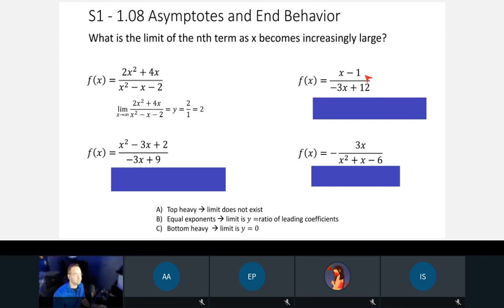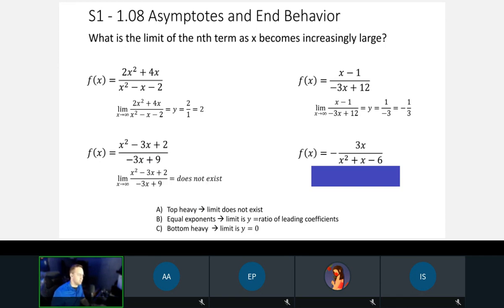This next one, looking at the x to the first power and x to the first power, hey, they are the same. Well, so that means it's also the ratio of the coefficients, and it's 1 divided by -3. So -1/3 is the limit. Next one over here, we have x squared and x to the first, so it's bigger on top. Well, if it's bigger on top, then that means it's considered top heavy. The limit does not exist, so there is none. I don't know if your test is going to say none or it doesn't exist, but to some effect, there is none.